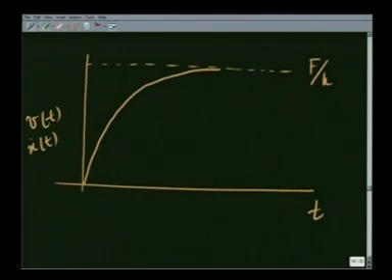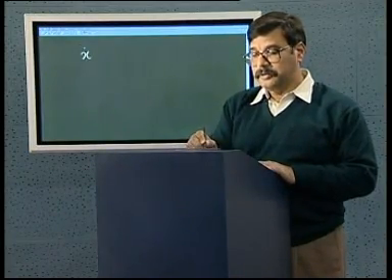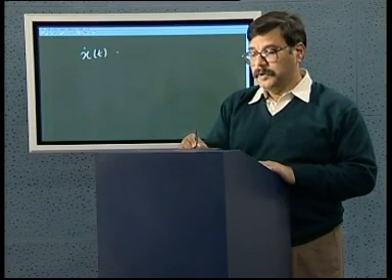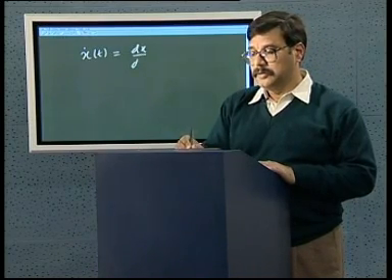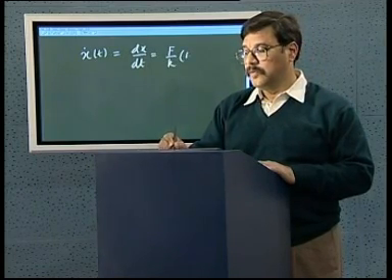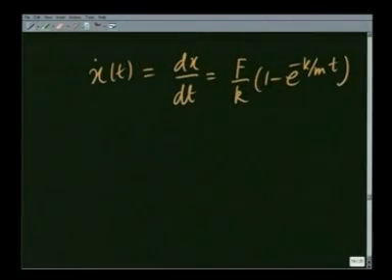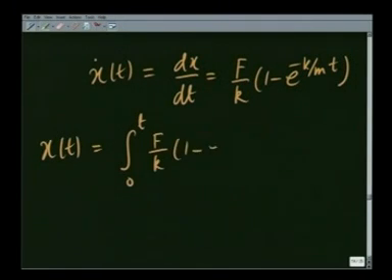How about the distance traveled? Well, for that I again integrate it. So, I have x dot t equals dx dt is equal to F over K times 1 minus e raised to minus K over m t. So, x at t is again going to be the integral from 0 to t of F over K times 1 minus e raised to minus K over m t prime dt prime.